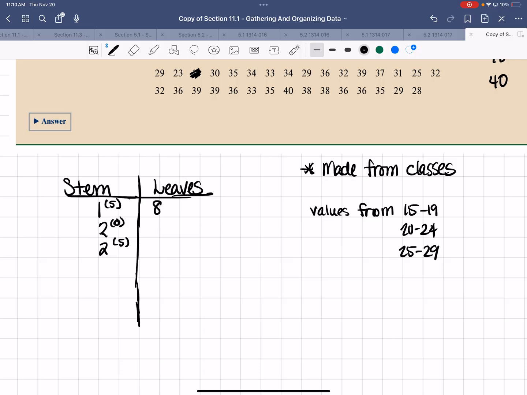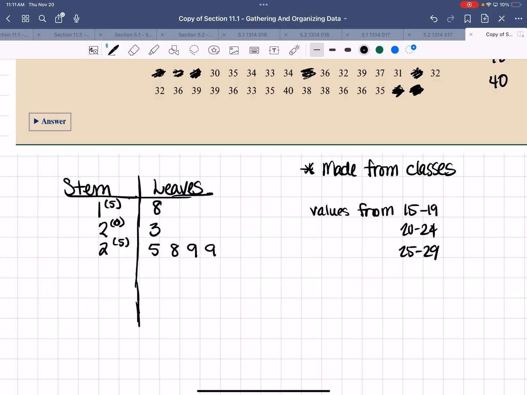Okay, so from 20 to 24, let's see what I've got. Who all do I have? Just 23? All right, there's my 23. Okay, let's do 25 and above. I've got a 25. I should have a 28. And then how many 29s do I have? 2. No, 3. 3. Good. 1, 2, and 3. Where's my other 29? There he is. There we go.